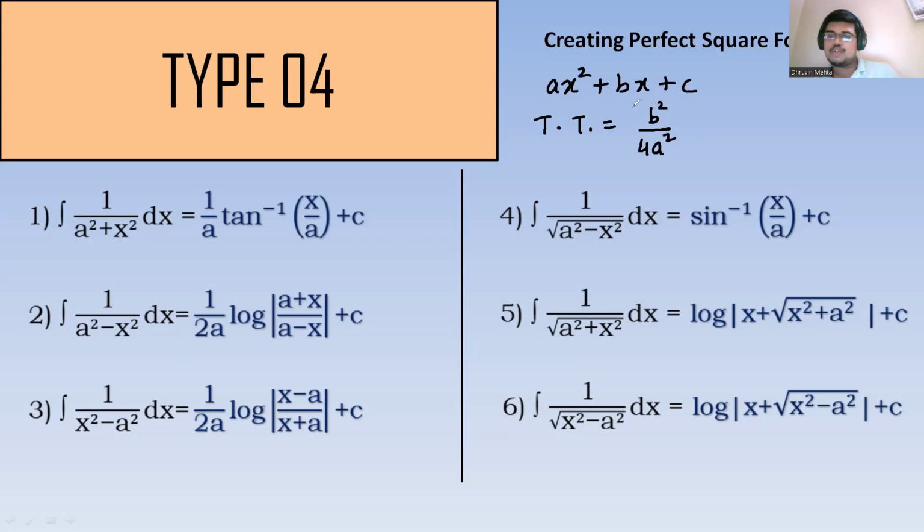It's the same thing, Arush, but we have to basically make the coefficient of x square 1. So we divide by a, so it becomes b by a, we take its half and then square it. So b square by 4a, 4a square. Yes.